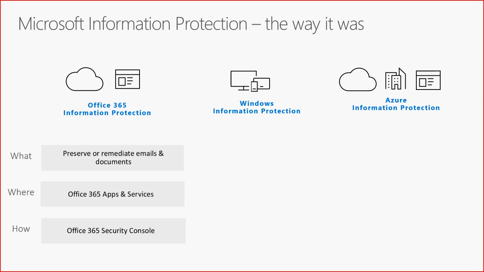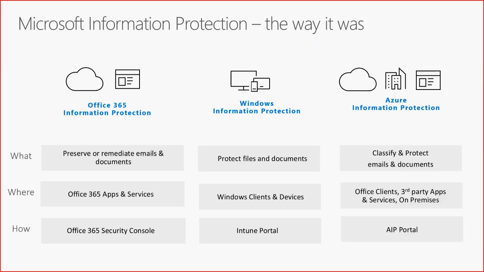So just looking at these three scenarios, we've got Office information protection. We've got a number of places where we need to configure all these capabilities. And it applies to a very specific set. So with Windows Information Protection, which is available in Windows 10, we can protect files and documents. It's configured on the endpoint, but it has to be configured in the Intune portal. And then we've got Azure Information Protection. From an admin's perspective, this is really quite complex, and we need to make this easier.